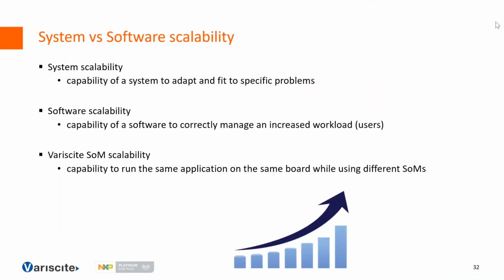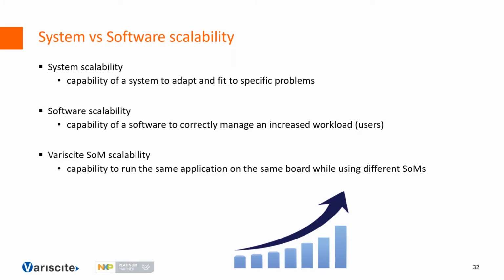From a general perspective, usually when we talk about scalability, you have system scalability. That is the capability of the system to adapt to the specific problem that you need to solve. From a software aspect, usually you mean the capability of the software to correctly manage a different workload, in terms of users. But in our perspective, we think of the capability to run a different application on the same board using different SOMs.